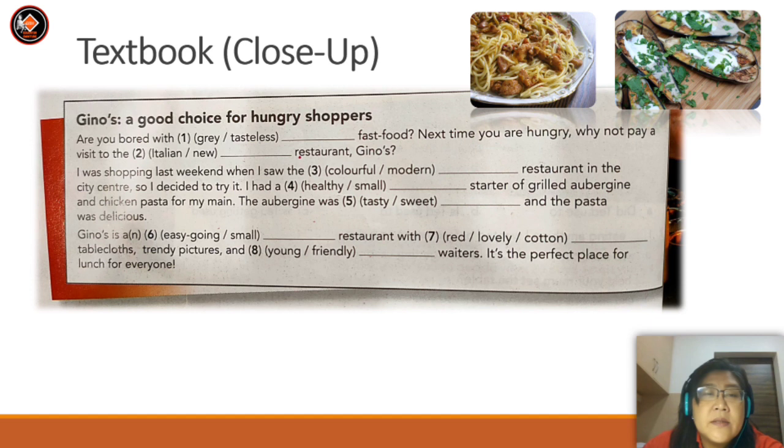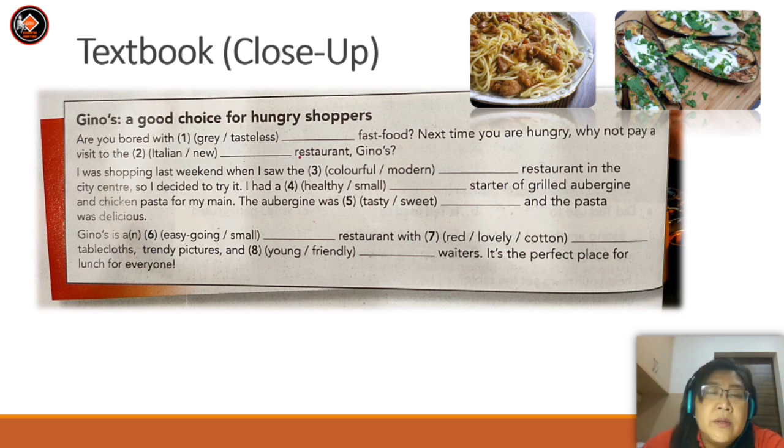Here is another exercise also from your textbook. This is for the Form 3 textbook, okay, which is the Close-Up textbook. So the title, Geno's, a good choice for hungry shoppers. So you can write, are you bored with? So there are how many gaps here? There are 8. So you can try and answer the questions.